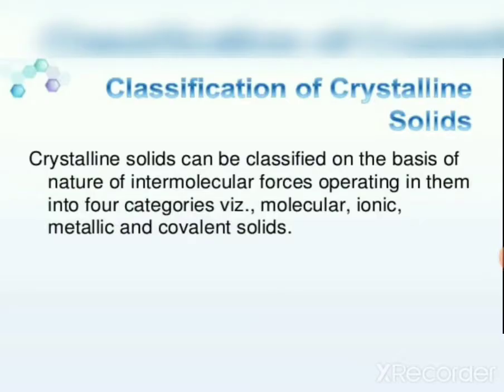How are crystalline solids classified? They are classified on the basis of the nature of intermolecular forces. So we have 4 different types of crystalline solids. They are molecular, ionic, metallic and covalent or network solids.